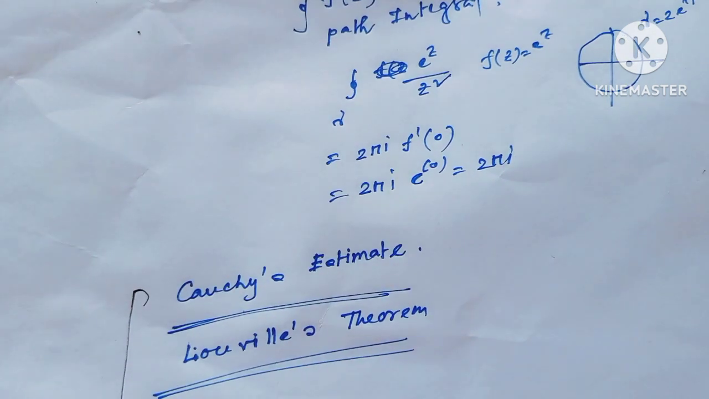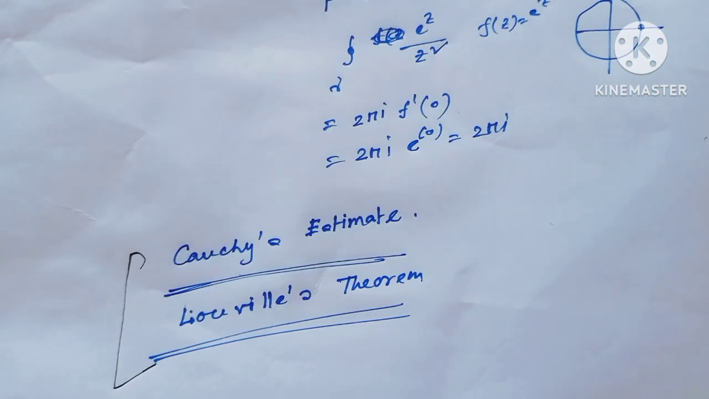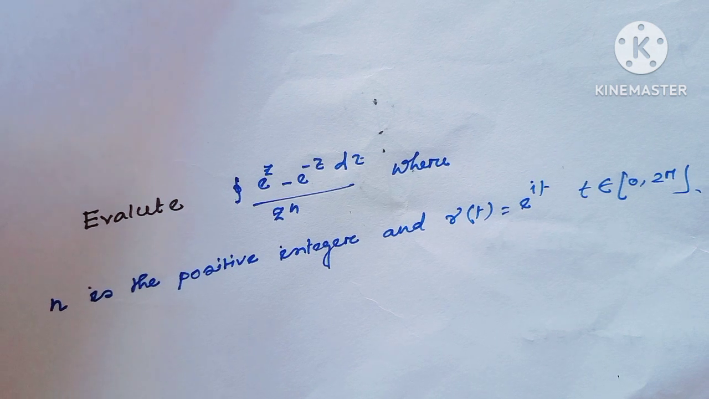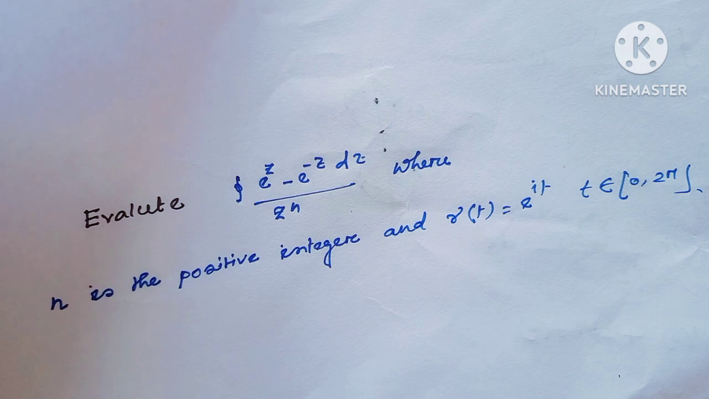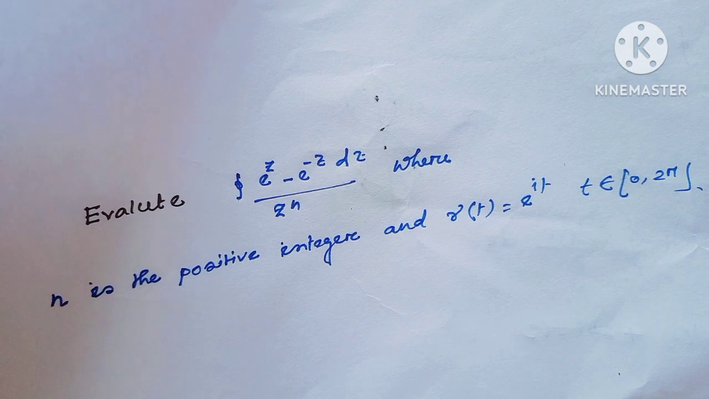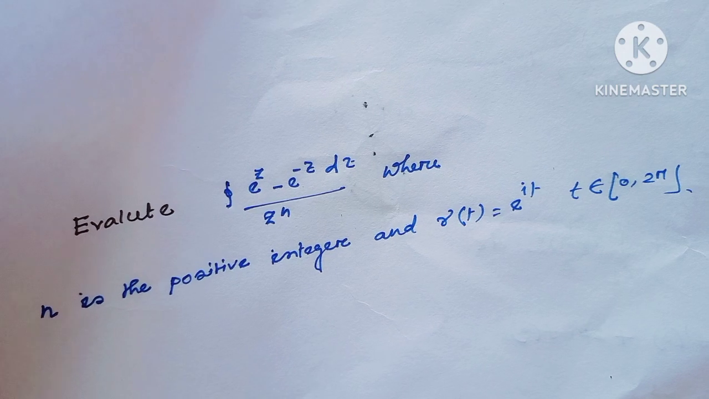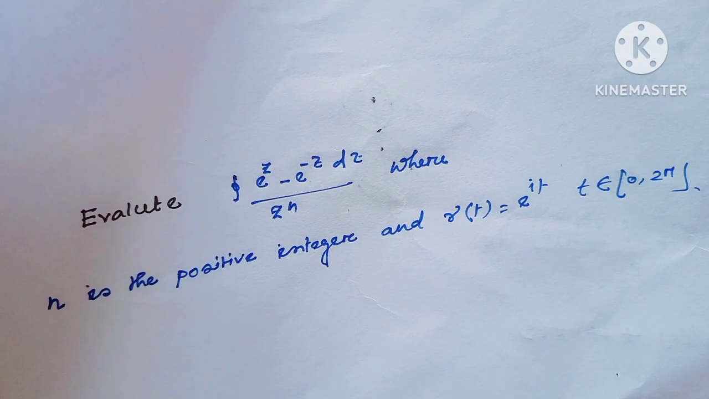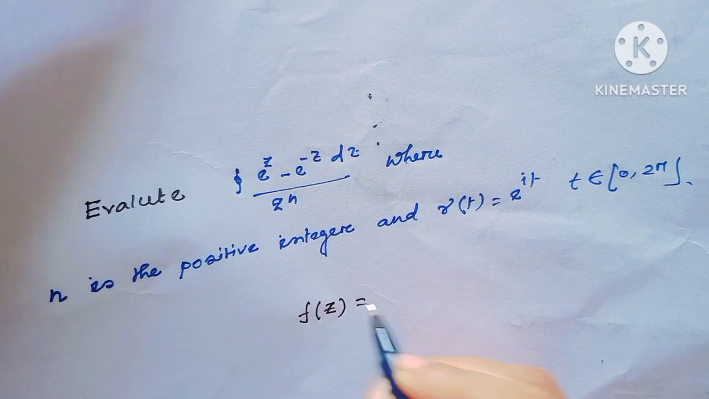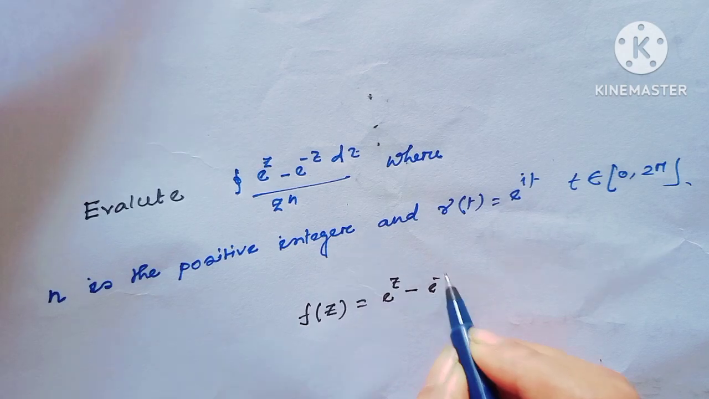But at first I will see one example which depends on extensions of Cauchy's integral formula. Now evaluate the integration of e to the power z minus e to the power minus z, dz over z to the power n, where n is any positive integer and gamma(t) is the unit circle e to the power it, where t lies in the closed interval 0 to 2 pi. At first, evaluate this integral. Here obviously f(z) equals e to the power z minus e to the power minus z.